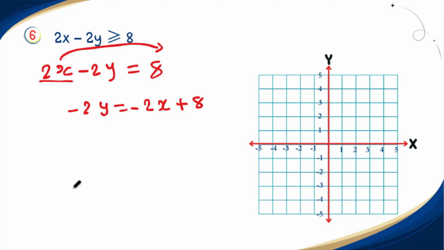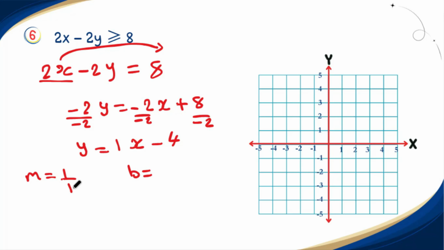Now I need to cancel negative 2, divided by negative 2, divided by negative 2, divided by negative 2. Then the equation will be y equals 1x, positive, negative, negative, 8 divided by 2 will be 4. Okay, now we have the slope here. The slope is 1 over 1, and the y-intercept will be negative 4.